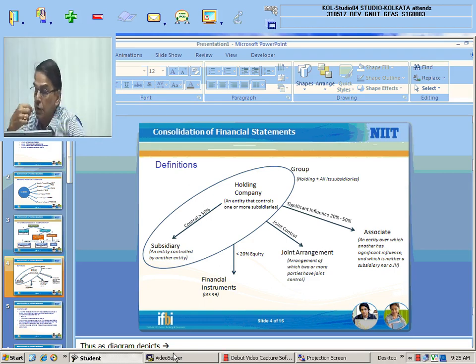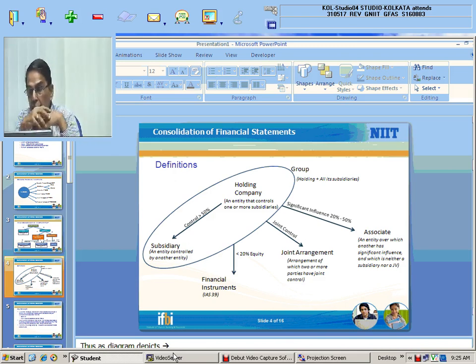The investment in those companies will be treated as subsidiaries. So holding company and subsidiary together forms what is called a group. A holding company or the parent company plus all its subsidiaries, that means companies in which the holding company is controlling more than 50% of the voting shares or ordinary shares. So those are subsidiaries. So holding company together with all its subsidiaries constitute what is called a group. So the group accounting applies to the entire group, that means the holding company plus all its subsidiaries.